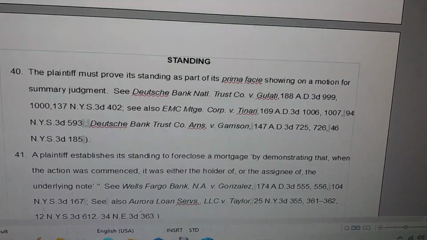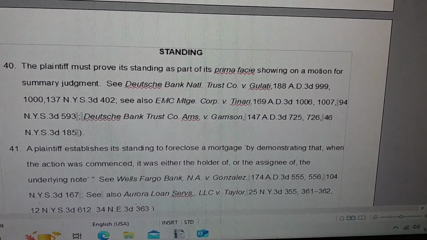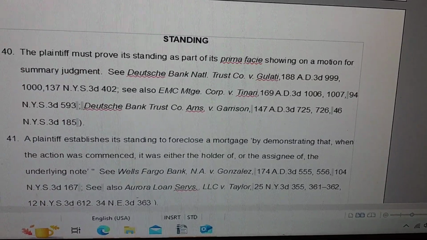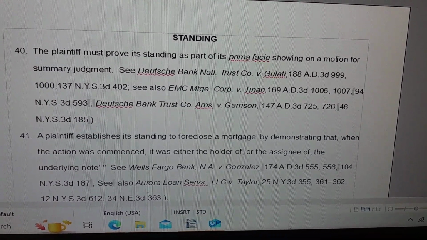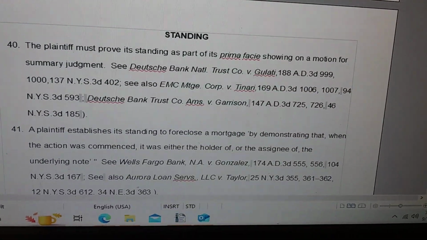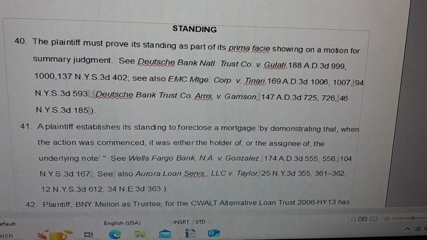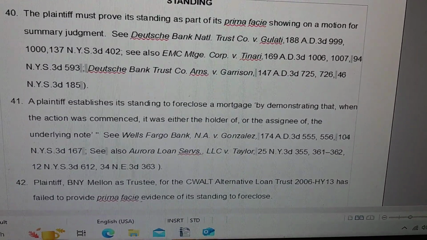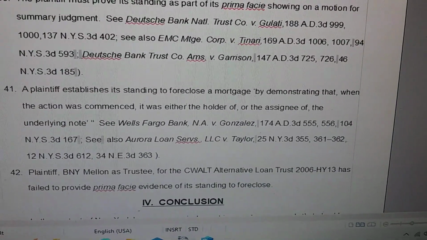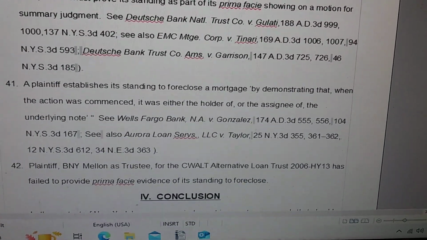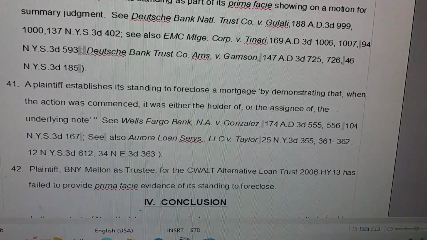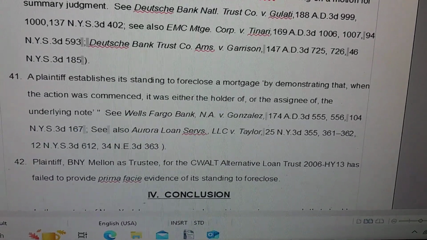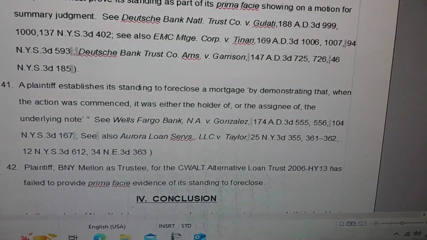Standing. The plaintiff must prove its standing as part of its prima facie showing on a motion for summary judgment. And it has some case law here about standing, guys. A plaintiff establishes its standing to foreclose a mortgage by demonstrating when the action was commenced that it was either the holder of or the assignee of the underlying note.